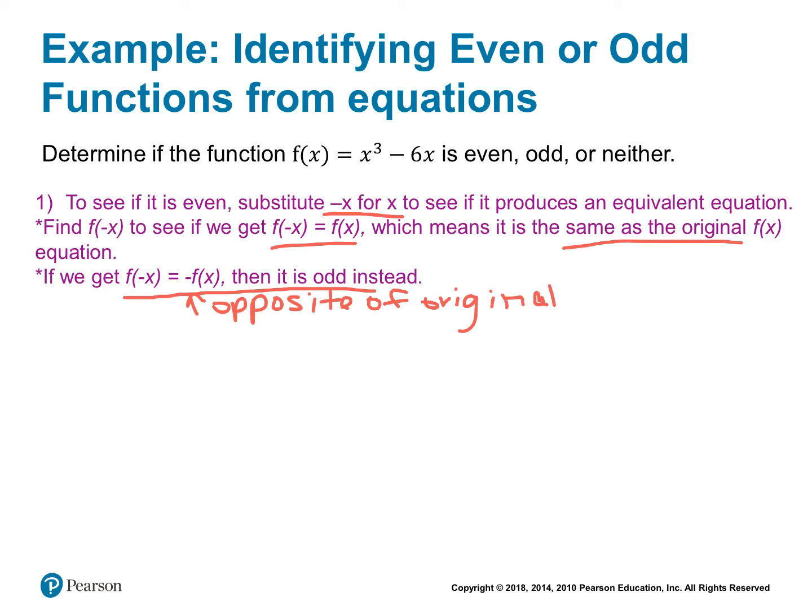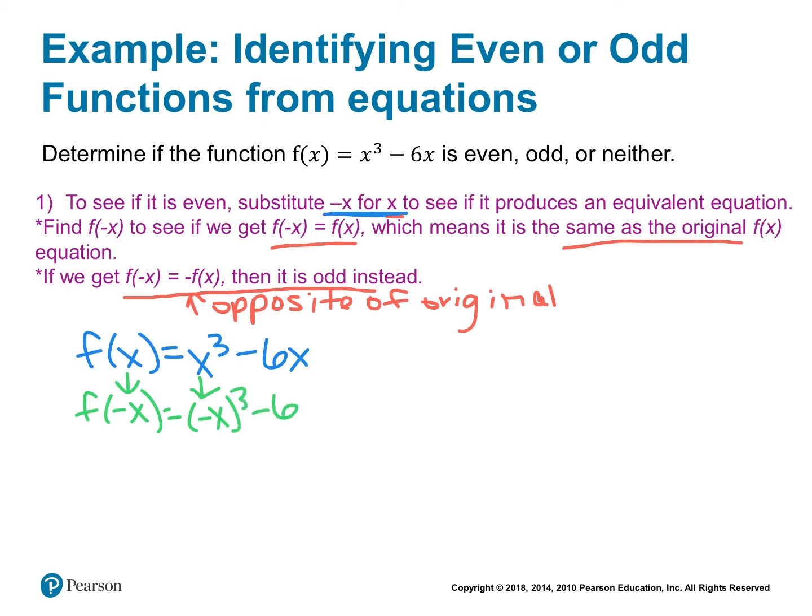Okay, so let's go ahead and try this one. I have f of x equals x cubed minus 6x. So we're going to substitute negative x for x to see what happens. Really what we're doing is we're trying to find f of negative x. So if I replace the x with a negative x, then cube it, minus 6, replace this one also with a negative x. Let's see what we get.